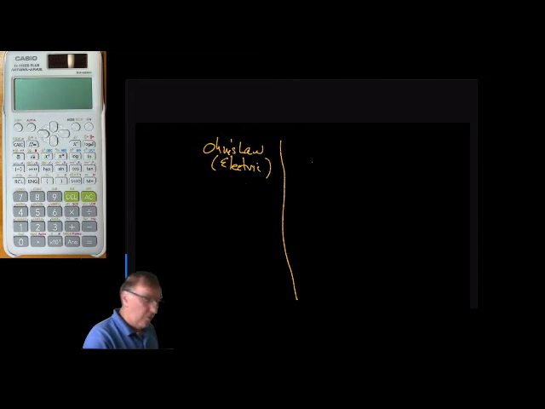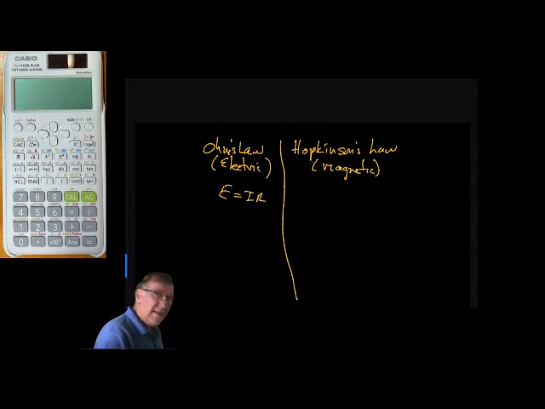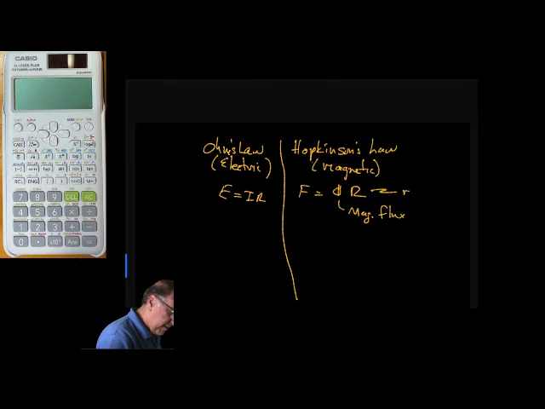In the electric world, we have Ohm's law. We also have another law called Hopkinson's law, which deals with the magnetic world. So just as we have E, voltage equals current times resistance, in the magnetic world we have force equal to the magnetic flux times reluctance. This is magnetic flux, and this is reluctance.